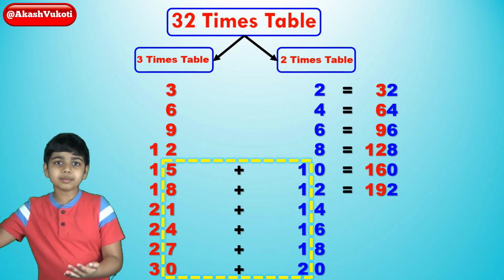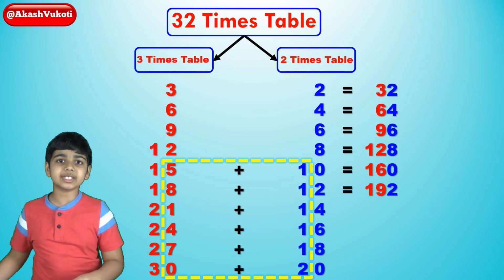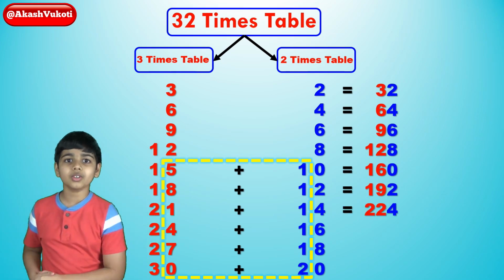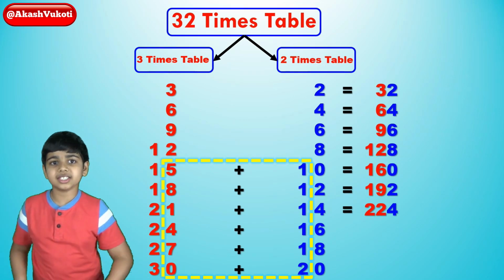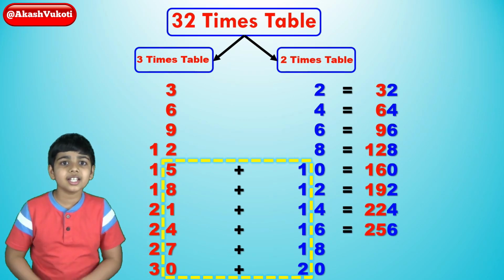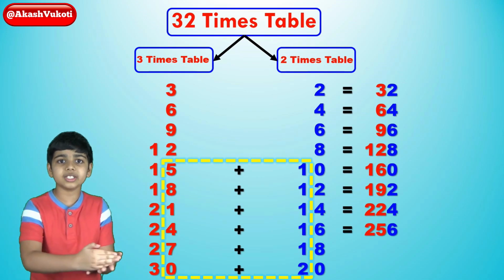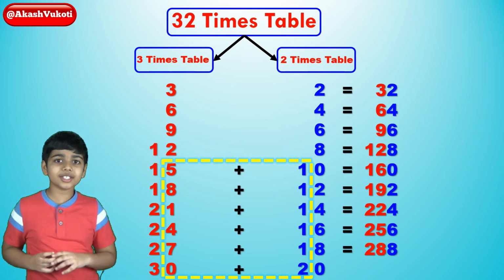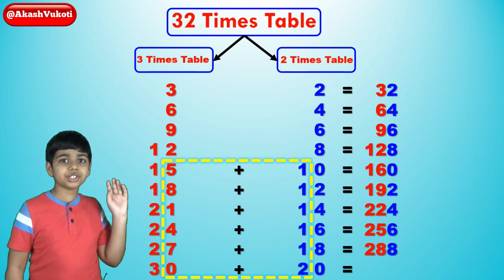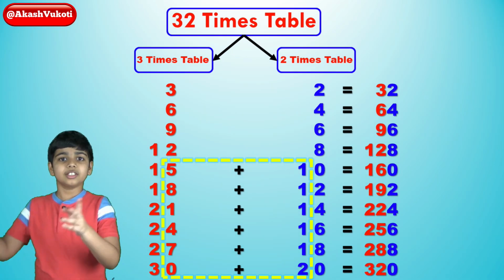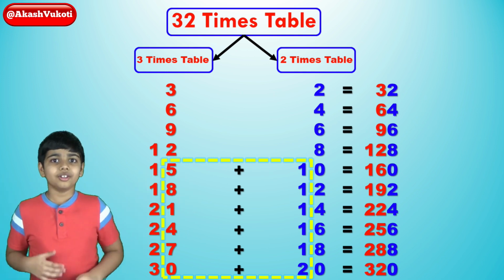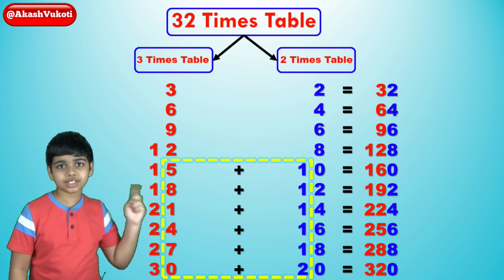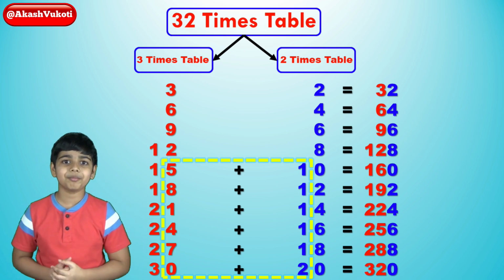Then 32 times 7 is 21, 14, 224. And then 32 times 8 is 24, 16, 256. 32 times 9 is 27, 18, 288. Finally, 32 times 10 is 30, 20 becomes 320. Right here, that is the 32 times table.